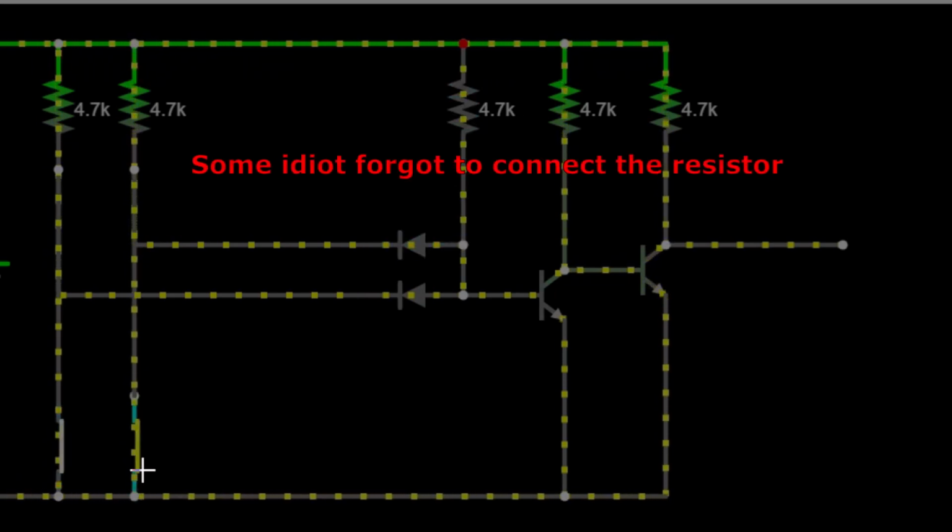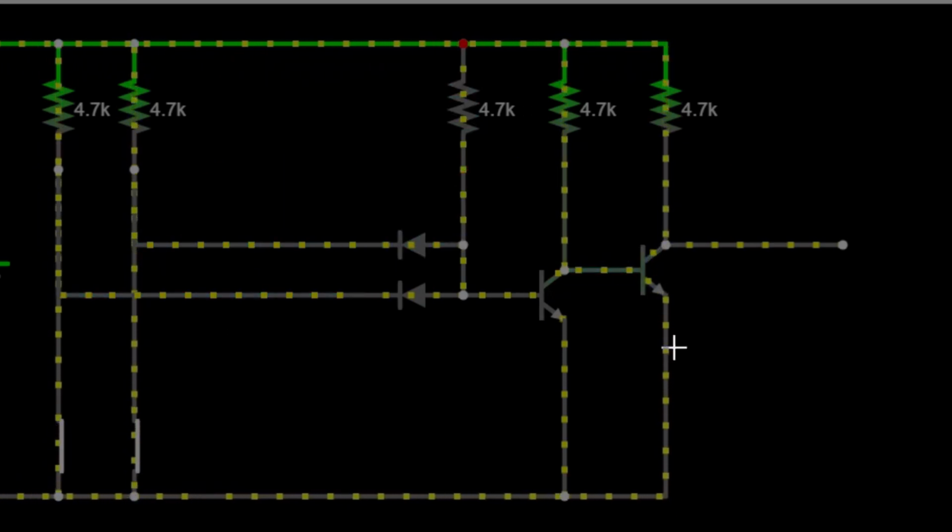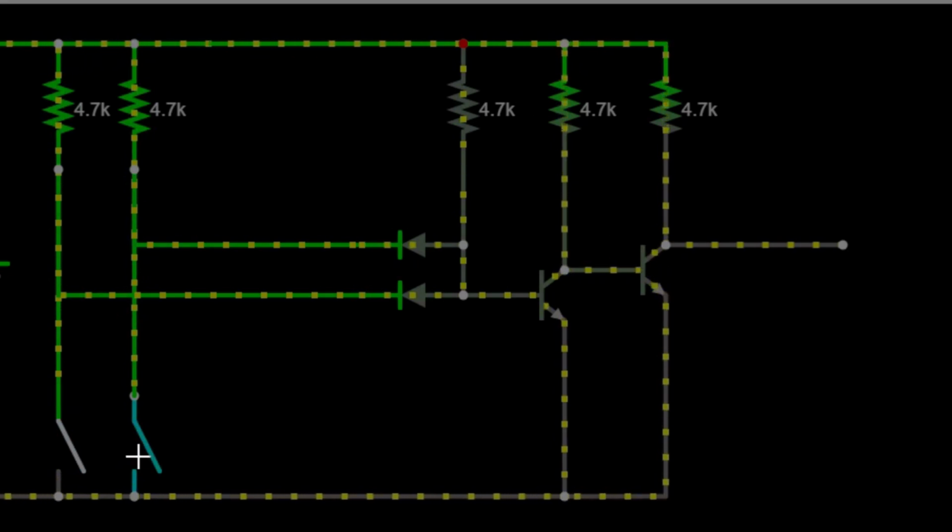So let's see what we get. Both inputs are off, the output's off. That's good. One input's on, output's still off, that's good. Other input, that's good. Both inputs, nothing.